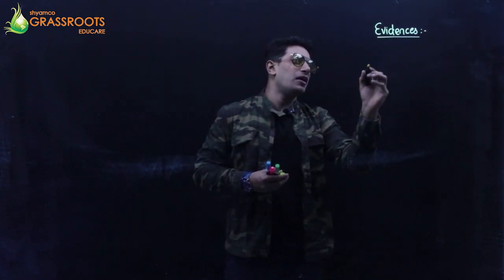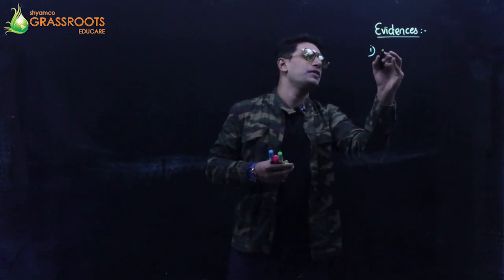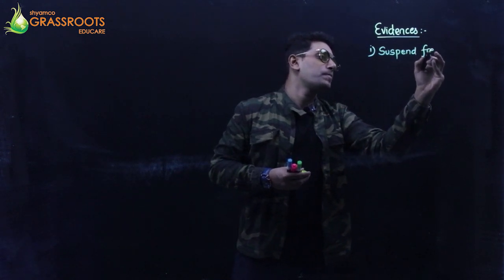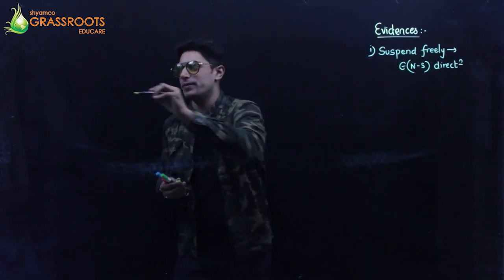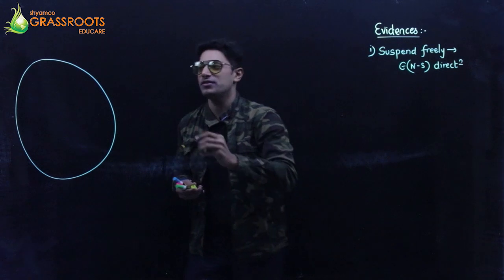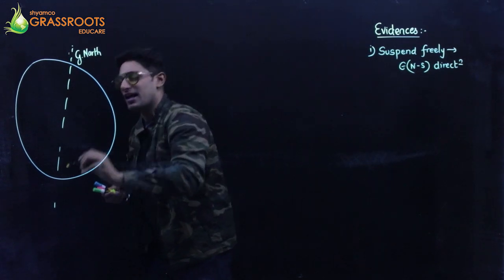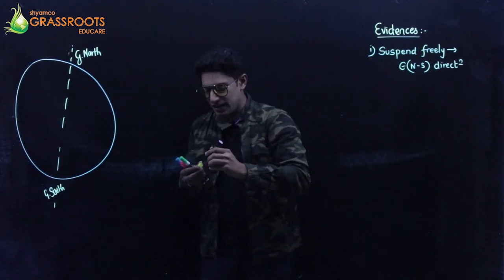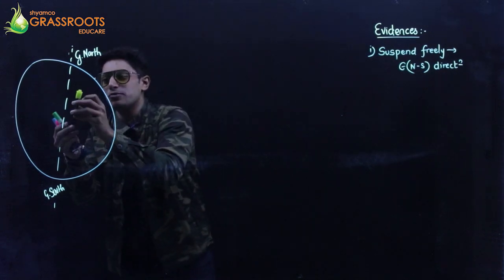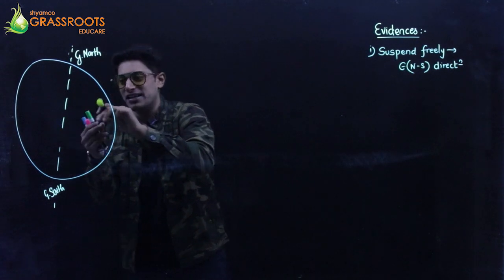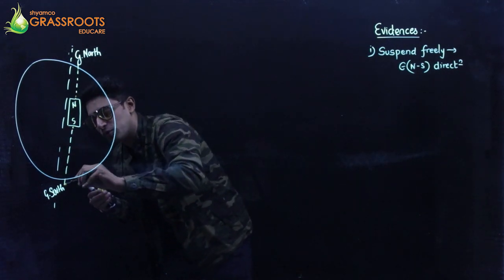The first evidence, when a magnet is suspended freely, it comes to rest in the geographic north-south direction. Now, it is obvious that I am assuming that this is Earth, whose axis is slightly tilted. This we call geographic north and this we call geographic south. So when I suspend a needle or any magnet freely, it will come to rest in this direction, in which the north pole of the bar magnet will point towards the geographic north, south pole will point towards the geographic south.